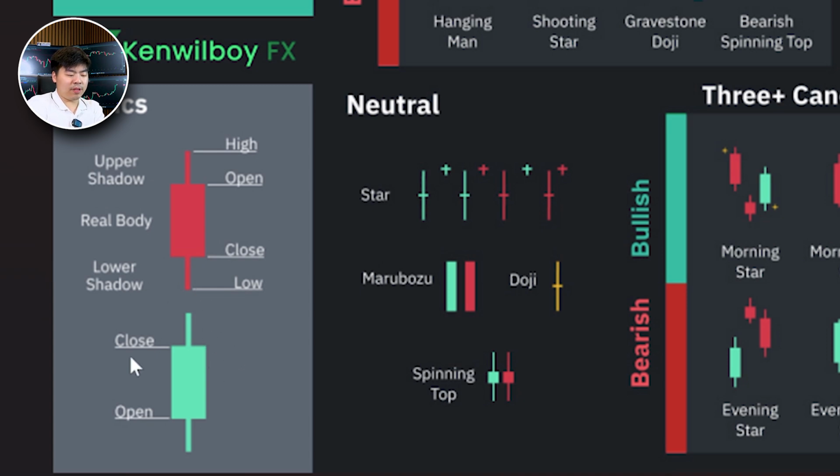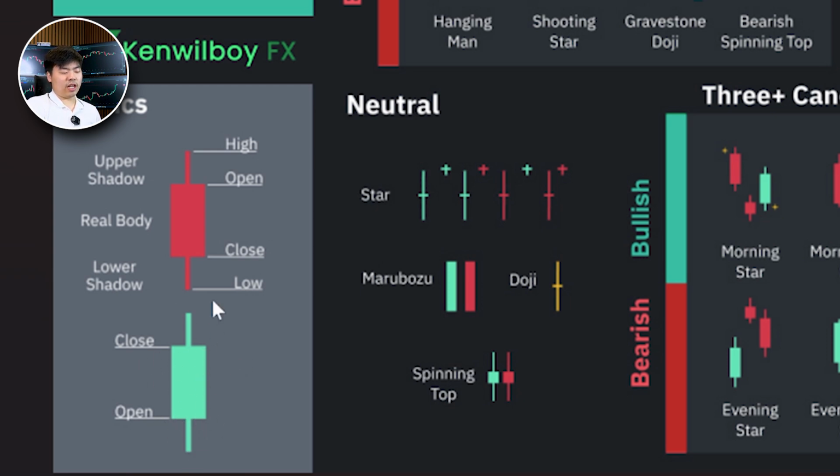And it's the same thing for bullish or bearish candlestick. That's how you read a candlestick, okay? Remember, for the red one, the top of the body is open and the bottom of the body is close. And for the green or bullish candlestick, the bottom of the box is the opening price and the top of the box is the closing price.